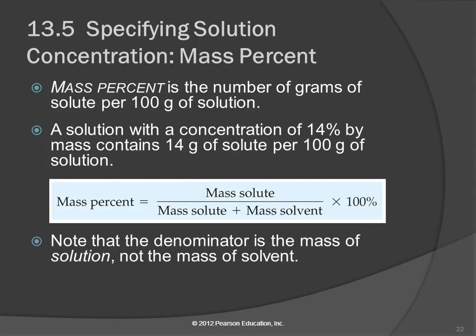So all of that has been talking about qualitative descriptions for the most part of solubility and concentration. We need to be able to specify concentration quantitatively in terms of numbers. And there's many, many different ways of expressing concentration. One of them is mass percent.